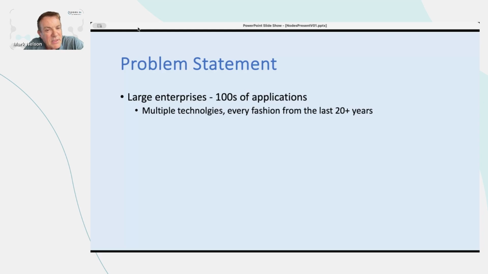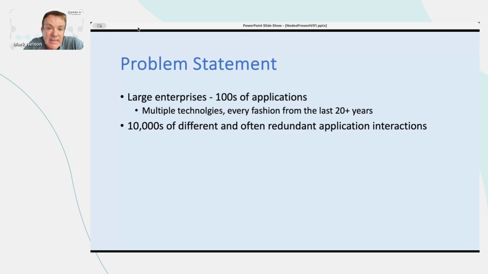Most banks have hundreds of applications. I've seen up to 600 in a few sites. The technology stack is endless, everything from COBOL machine code to the latest thing that's washed up on the beach. So there's a large range of technologies around, and lots of integrations or interactions between these applications.